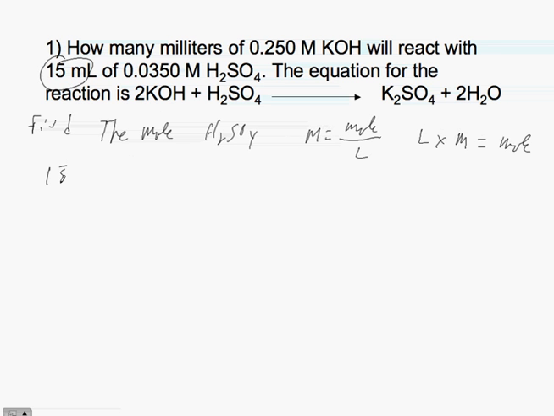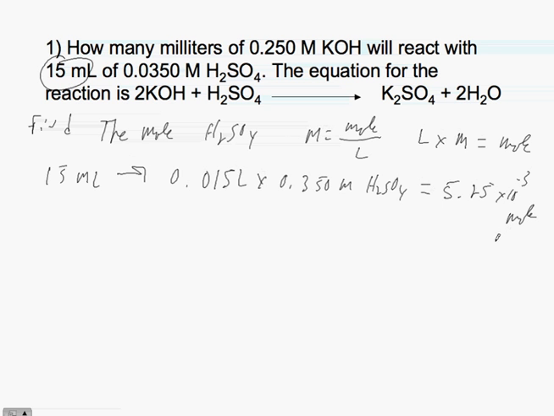15 milliliters is equal to 0.015 liters. And then this number is multiplied times our molarity, so times 0.350 moles of H2SO4 per liter. This gives us 5.25 times 10 to the minus 3 moles of H2SO4.